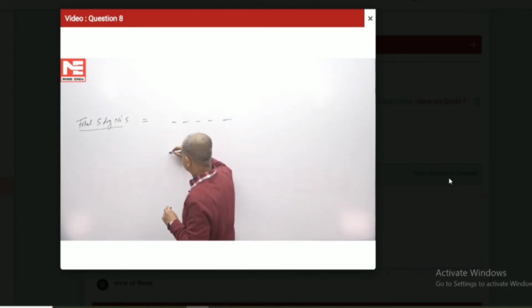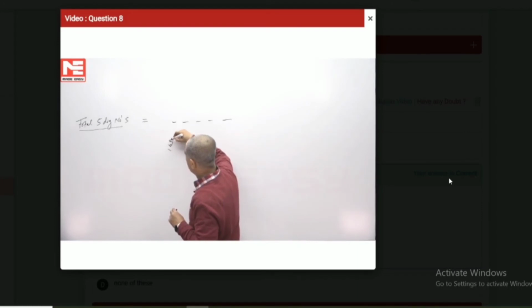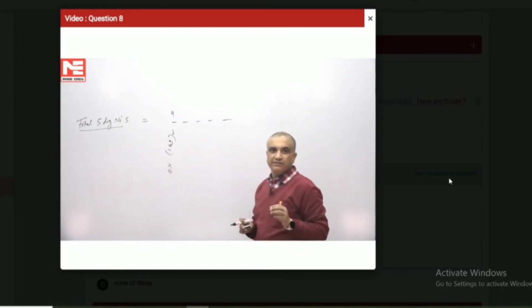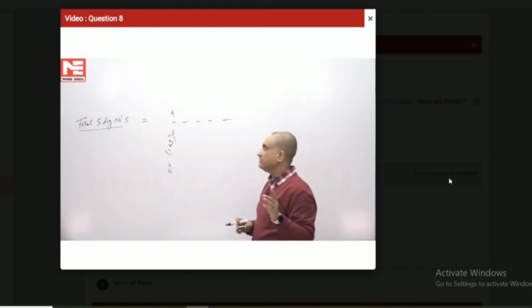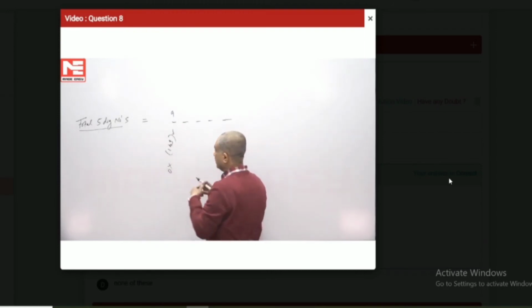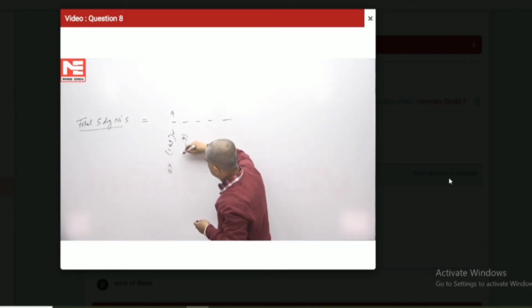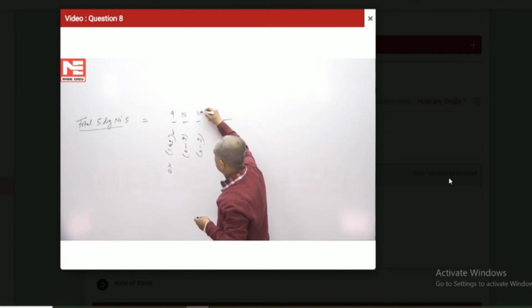This place can be filled by anything from 1 to 9, because we want to make a 5-digit number. 9 ways, make sure 0 cannot be here, right? So this place can get filled in 9 ways. Here anything can come, 0 to 9, it can be done in 10 ways. Similarly 0 to 9, 10 ways, and again 0 to 9, 10 ways.